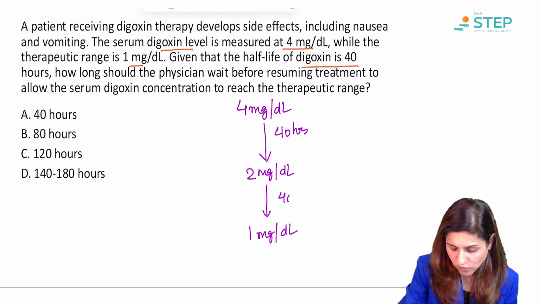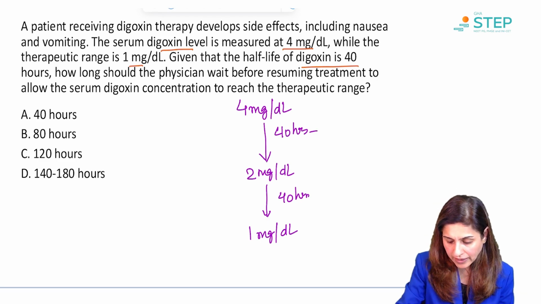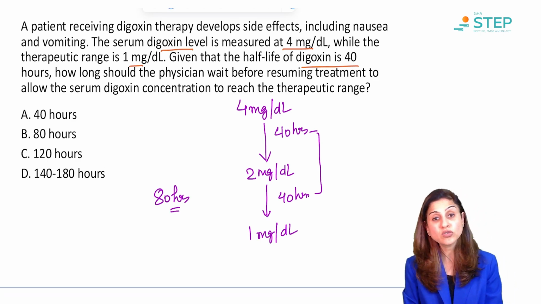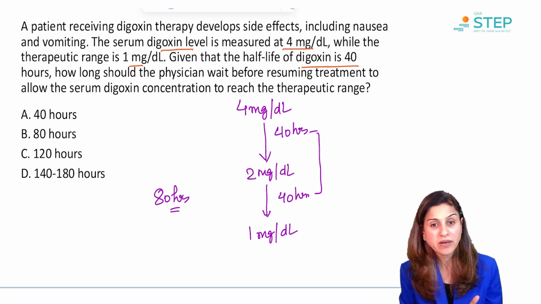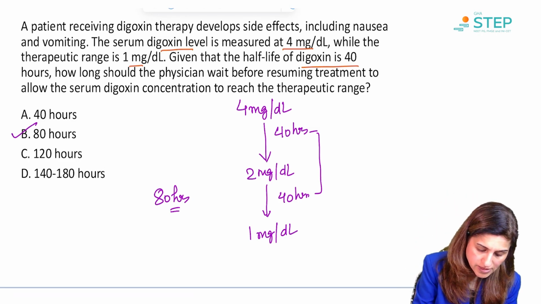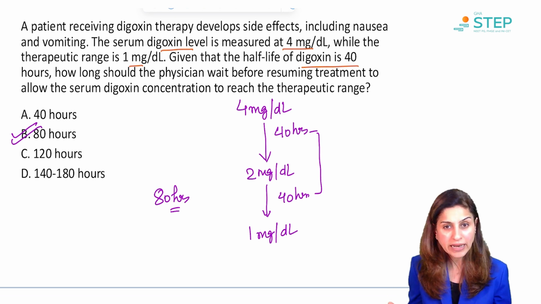Again, half-life is 40 hours. So you calculate how much? 40 plus 40. So it has taken 80 hours for the drug to reach its therapeutic range, which is 1 milligram per deciliter. So the correct answer here is 80 hours, right? So this is how we calculate that.